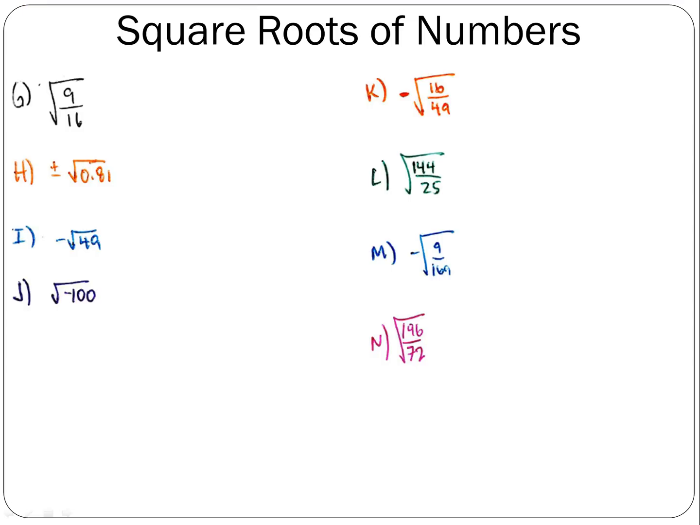So if I look at G, I see that I have a fraction. Fractions don't freak me out because I know that it's just the square root of 9 over the square root of 16. And I know what number times itself is equal to 9. That number is 3. I also know what number times itself is equal to 16. That number is 4. So my answer for G is 3/4.